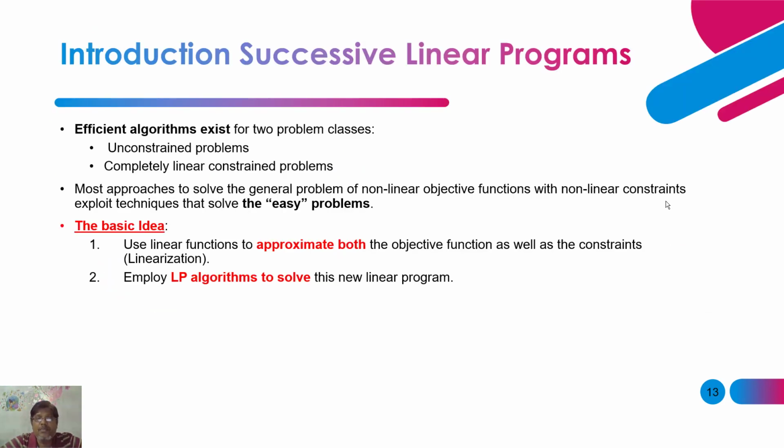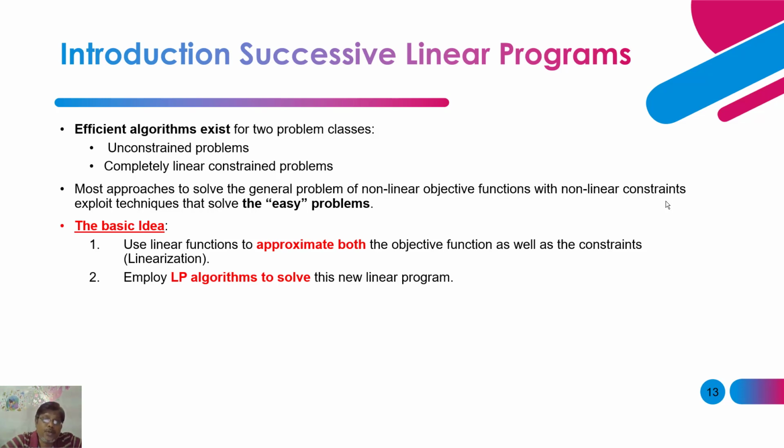Before we get into successive linear programming, we should know that when you try to develop an efficient algorithm for an optimization problem, it can be very efficient and effective under two conditions. One is unconstrained problems, for which very efficient algorithms are available. The next is completely linearly constrained problems. Linearly constrained problems are very easy, but nonlinear constrained problems are a little difficult to solve. That's what we try to say.